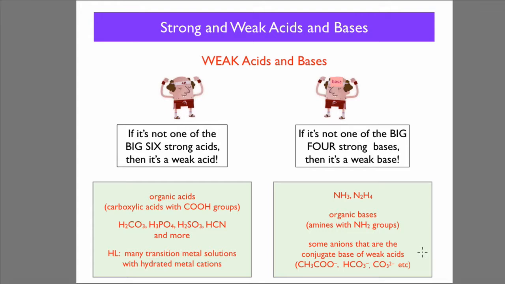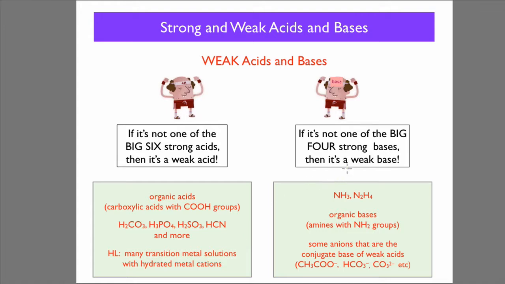If it's not one of the big 6 strong acids we looked at before, it could be one of several weak acids. We've got organic acids, the carboxylic acids, such as ethanoic acid. We've got several others here. We've got carbonic acid, phosphoric acid, sulfurous acid. Notice a little 3 there, it's not a 4. Hydrogen cyanide. And for high level folk, many transition metal solutions with hydrated metal cations.